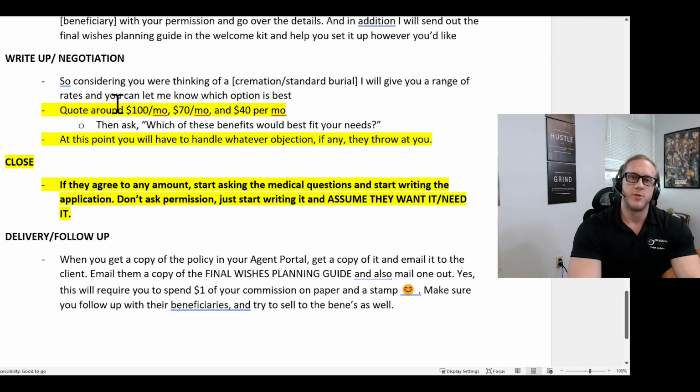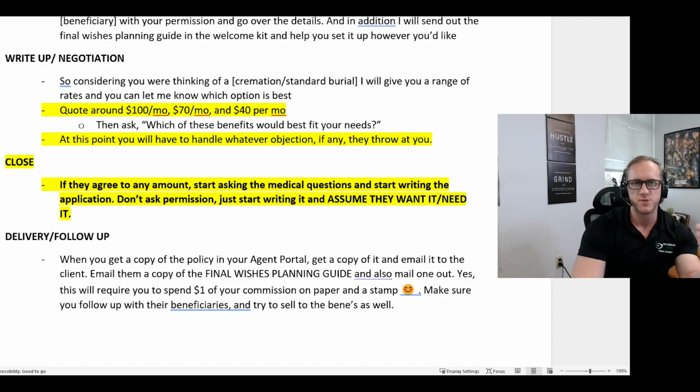Now, if you give it 3 quotes and you say, which of these best fits your needs? And then you just shut up and don't say anything after you run through the quotes. And they may pick one. At that point, if they agree, you just start asking the medical questions on the application just to confirm that they qualify for it and start writing the application. And you're going to have to learn the application process with those carriers.